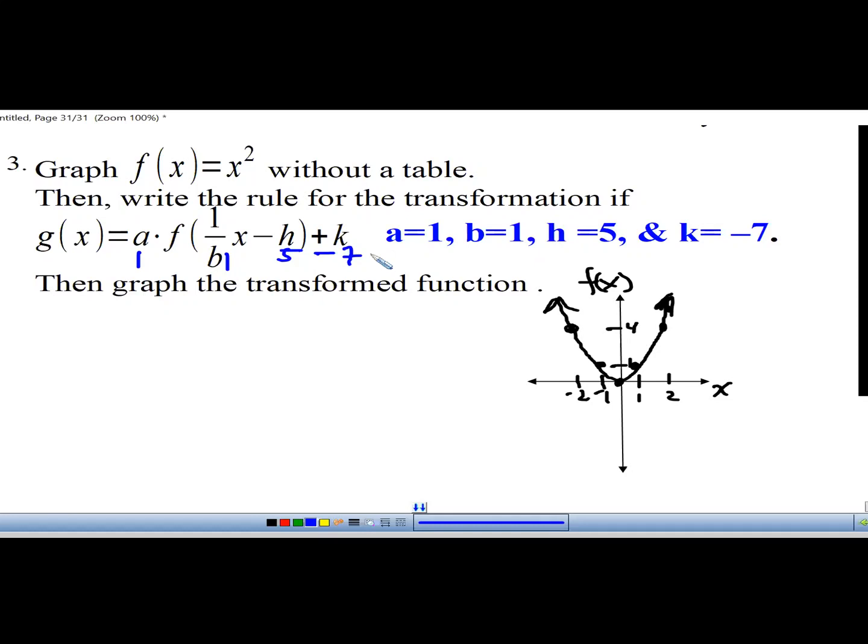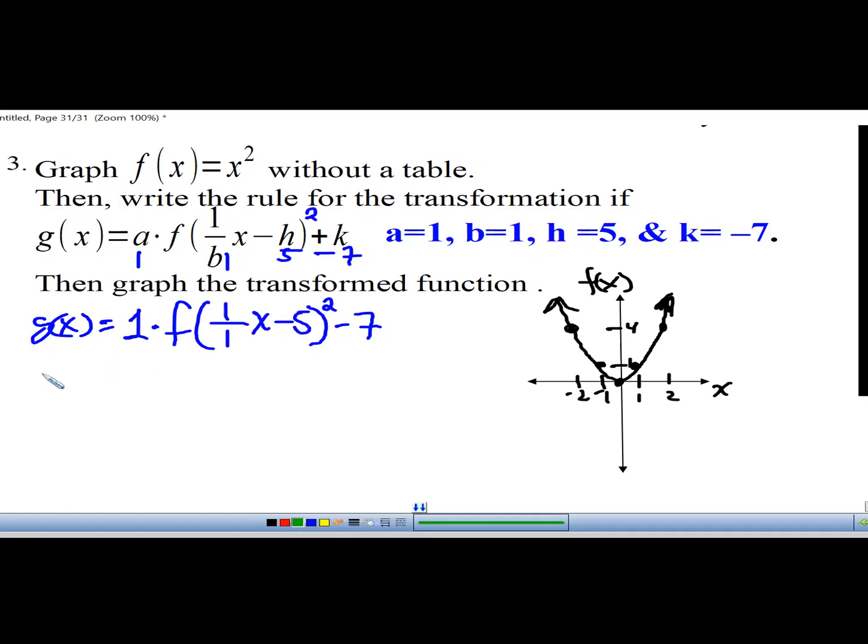Let's go. All right, here we go. So I'm going to write my general rule now with all the parameters. Here it goes. G of x equals 1 times f of, parentheses, 1 over 1, x minus 5. And by the way, what parent function is it? A square, so this needed a square there and a square there, and minus 7. The square right outside the parentheses. Okay, but since it's a transformation, now I'm going to rewrite it without the f for the function, because we know g of x is a function of x.